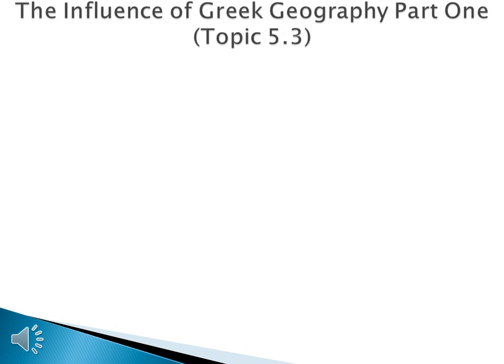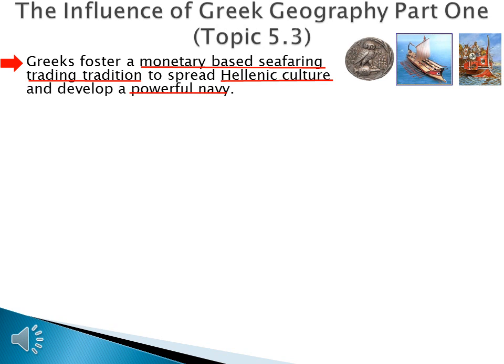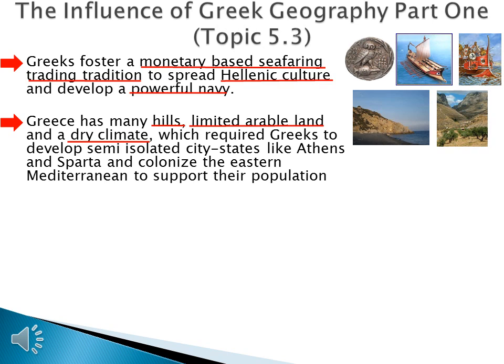Next, we review the influence of Greek geography, Part 1, Topic 5.3. The Greeks foster a monetary-based, seafaring trading tradition to spread Hellenic or Greek culture and develop a powerful navy. Remember, for the Greeks, water is everything. The land? Not so much. Greece has many hills, limited arable land, or land to farm, and a dry climate, which required Greeks to develop semi-isolated city-states, like Athens and Sparta, and colonize the eastern Mediterranean to support their population. There is not enough land in Greece to support all of Greek civilization.